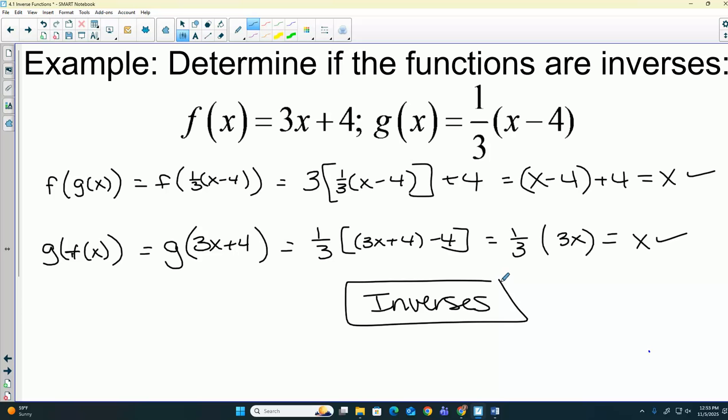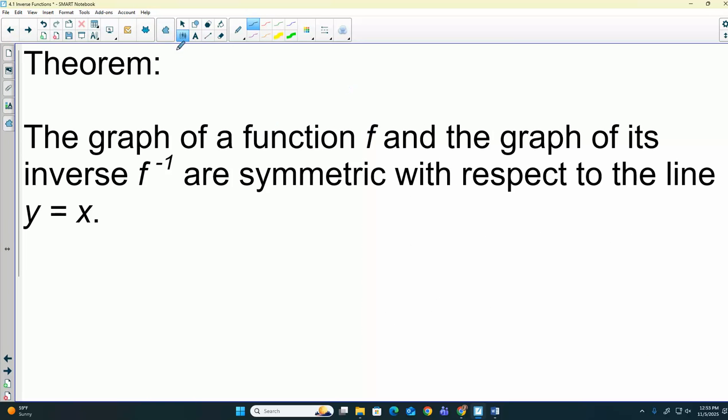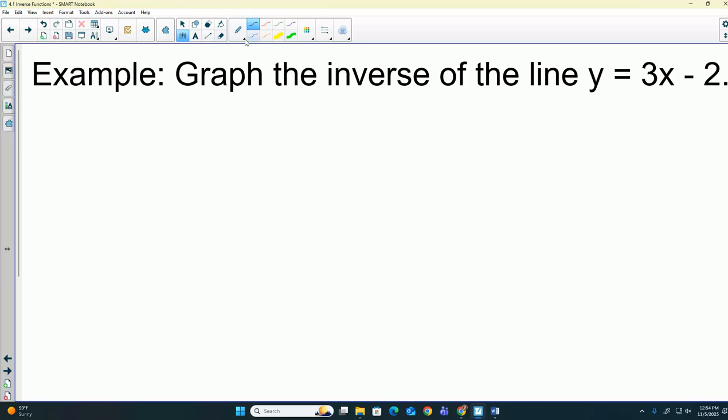So, graphing wise, because inverses flip x and y, the graphs are always symmetric across the line y equals x. And I think Mrs. Keller was really good about when you guys found inverses. She always had you graph that line y equals x as a dashed line on your graph, and you graph the inverse and check, is this the same on both sides? That is our line of symmetry. So that's a good way to check your answer. To illustrate that, we're actually just going to graph an inverse.